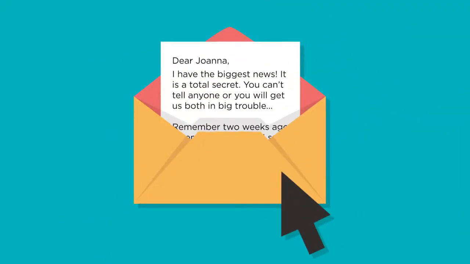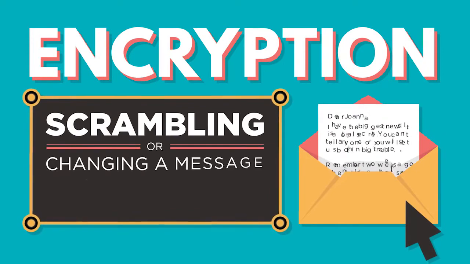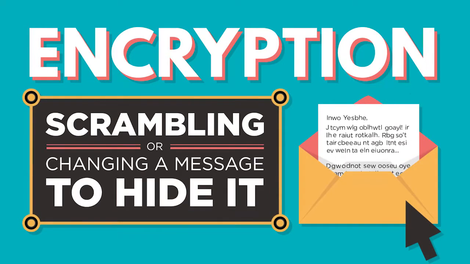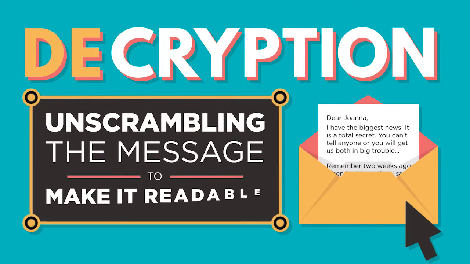Data of any kind can be kept secret through a process known as encryption, the scrambling or changing of the message to hide the original text. Now, decryption is the process of unscrambling that message to make it readable. This is a simple idea, and people have been doing it for centuries.